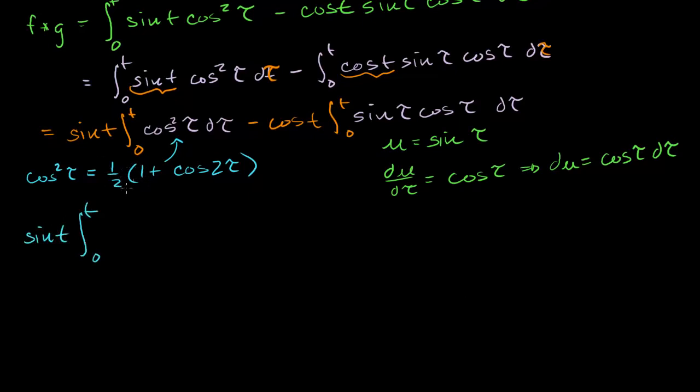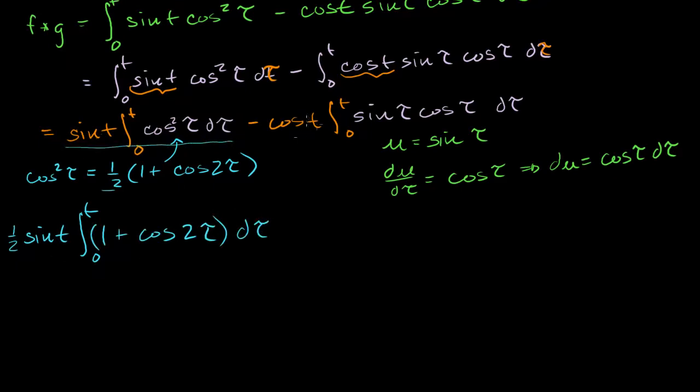Let me just take the 1/2 out, just to keep things simple. So I'll put the 1/2 out here. That's this 1/2. So 1 plus cosine of 2 tau, and all of that is d tau. That's this integral right there.